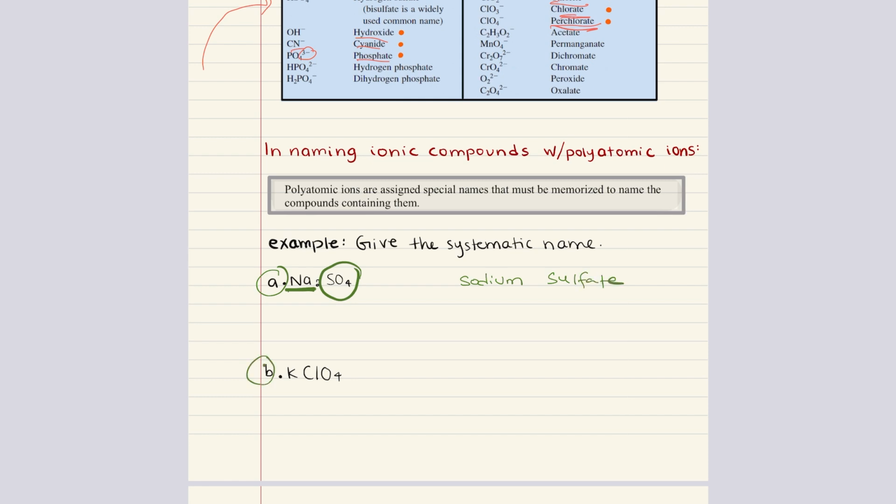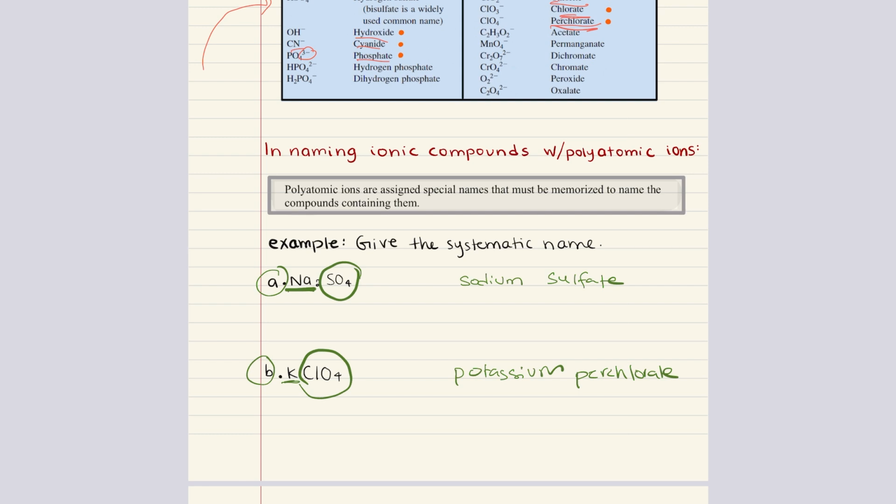Let's do this one next. The cation here is potassium. The anion is this polyatomic ion that goes by the name perchlorate. Since perchlorate is a polyatomic ion, we keep its name unchanged. So the correct name here is potassium perchlorate. It's as easy as that.